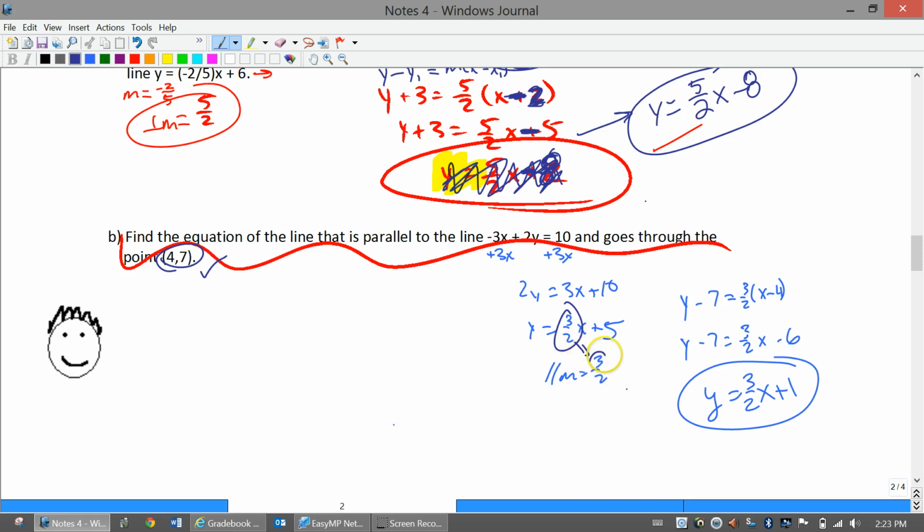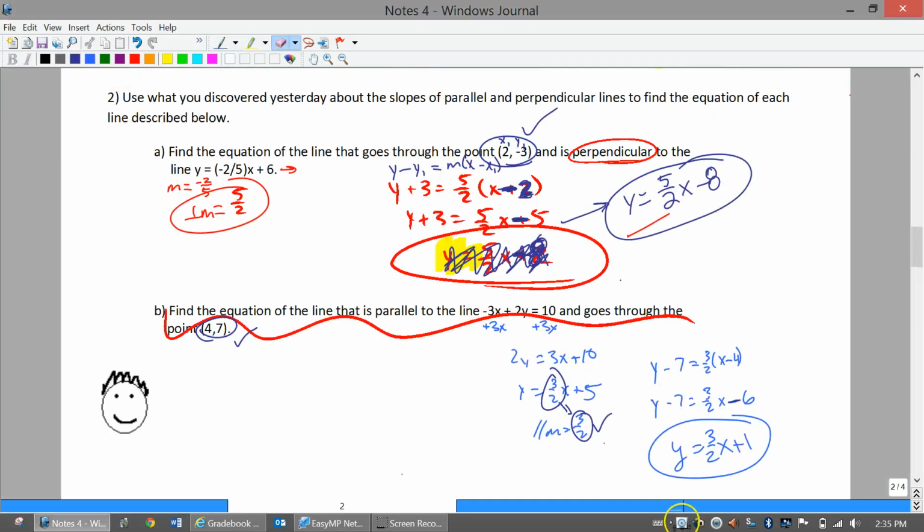But we only need that to find the slope, and we want the parallel slope to it. So the parallel slope is the exact same: 3/2. Now that we have a slope and a point, we can write the equation using point-slope form or any other way. We put 3/2 in for m, we put 4 in for x right here, and we put 7 in for y right there, and then we distribute. 3/2 times x is 3/2 x, 3/2 times 4 is -6. Then we add 7 to both sides, and we wind up getting y equals 3/2 x plus 1.